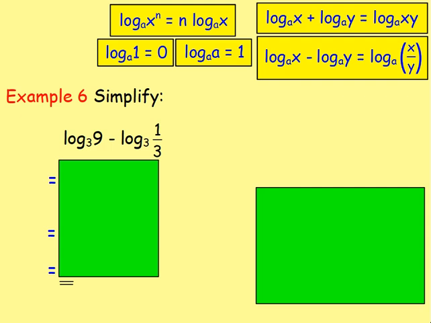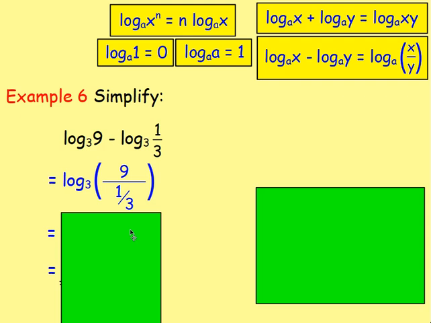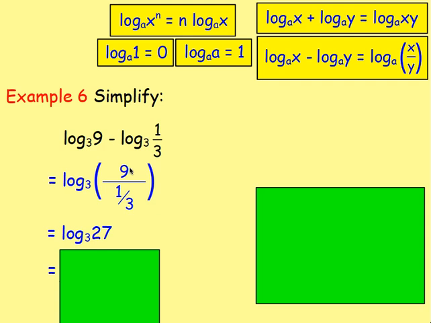Example 6, simplify log base 3 of 9, take away log base 3 of 1/3. Here, what would you do? Good, you're going to be dividing because the base is the same, log base 3 and log base 3. So when you've got the same base and you are subtracting, you divide the x by the y. So you divide 9 by 1/3. Dividing by 1/3 is the same as multiplying by 3. So that's going to be 9 times 3, which is 27.